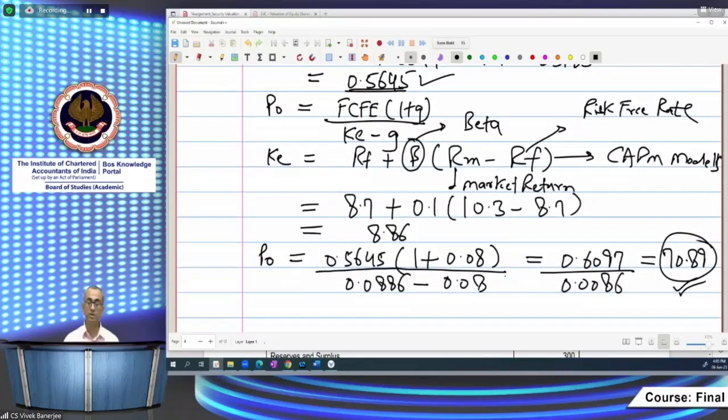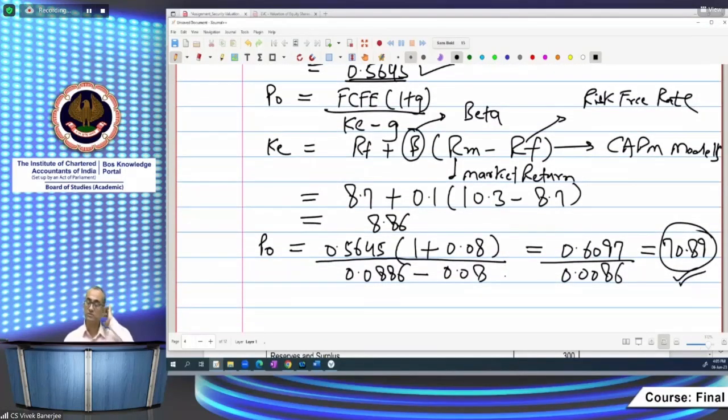फॉर्मूला में पुट किया। दैट इज 5.5645, this figure, it is FCFE. 8% is the growth rate. 0.886 it is the cost of equity which you have calculated. The final amount which came to 70.89. So 70.89 is the present value of the equity shares, the value of the company as per the FCFE method or free cash flow to equity method.